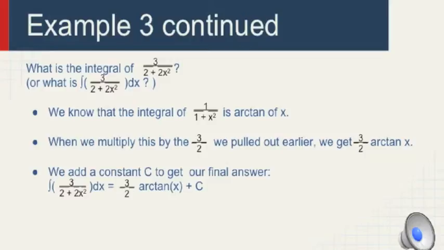Alright, we know that the integral of 1 over 1 plus x squared is arctan of x. When we multiply this by the 3/2 we pulled out earlier, we get 3 over 2 times the arctan of x. Alright, now all we have to do is add a constant c to get our final answer. 3/2 arctan of x plus c.